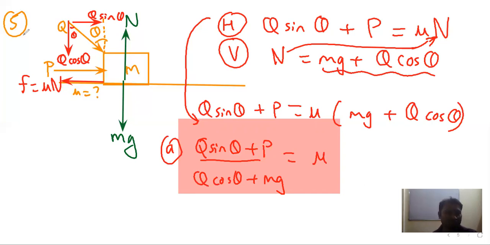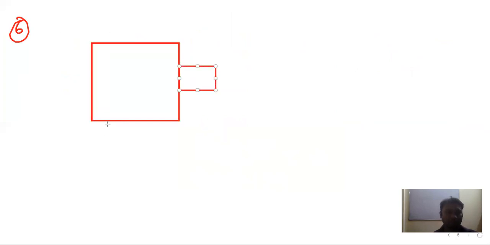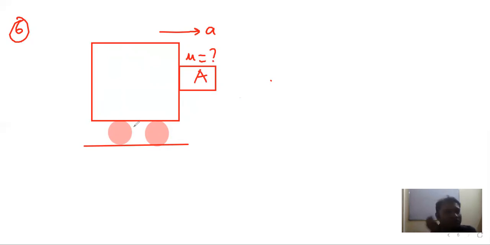Next, let us take the sixth question. In the sixth question, we have a cart and we have a block. And we have the wheels. So this is the thing. And we have a horizontal surface. This is our horizontal surface. The acceleration of the system is given as small a. Now, in this case, we have to find the coefficient of friction so that both the blocks move together. So let us see how to solve this question.